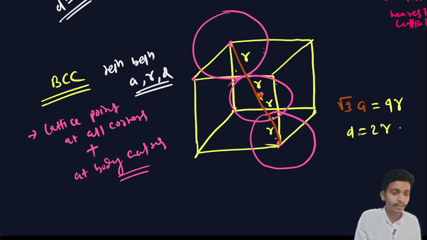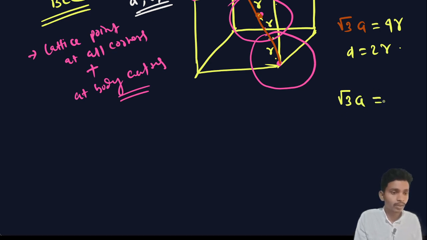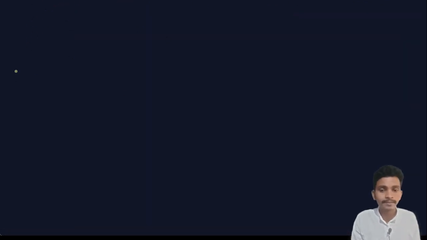Now if I draw this, root 3a equals 4R, and this is 2R, then this is 2D, so this is again 4R, which is equal to 2D. So this is the relationship between A, R and D for BCC. Now we will go for the FCC case.